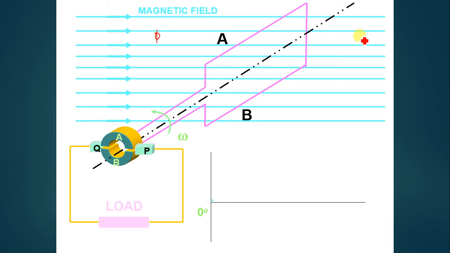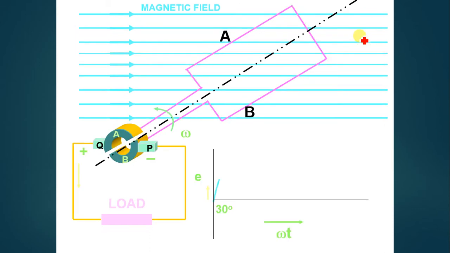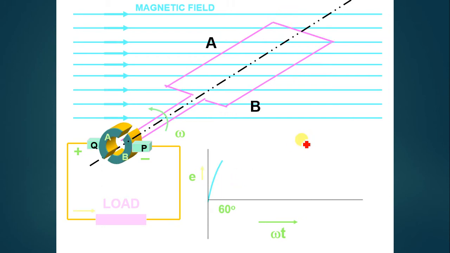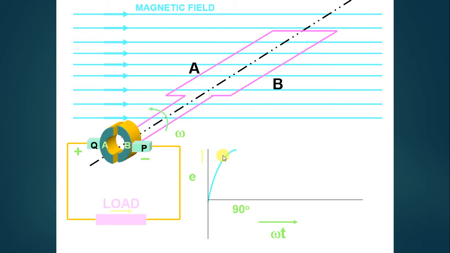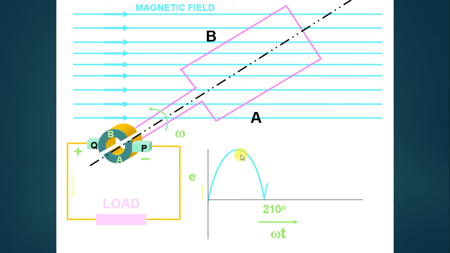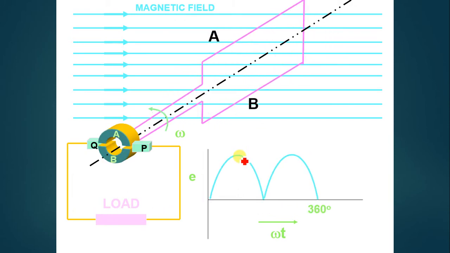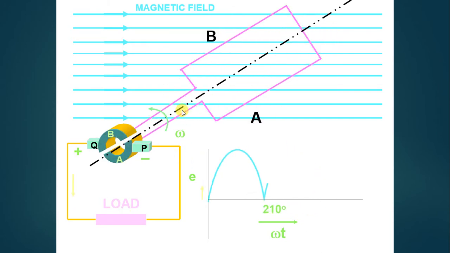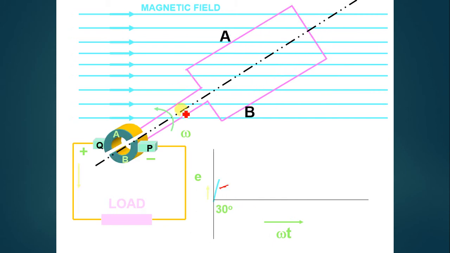Whenever it is continuously rotating from 0 to 30 degrees, this much will be the amount of EMF generated. When it rotates further to 60 degrees, this much EMF will be generated. When it is rotating further to 90 degrees, a quarter cycle is complete. Sorry, this is not half cycle, this is quarter cycle. Similarly, the next half cycle. So this is how the DC is generated. Whenever it is rotating continuously, the DC will be simultaneously induced.